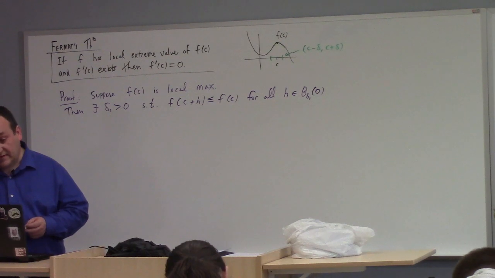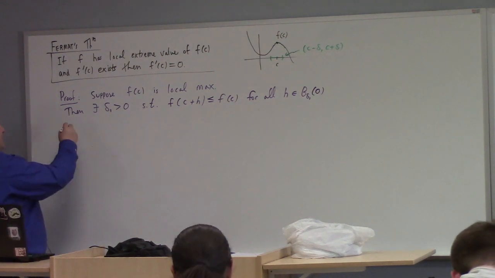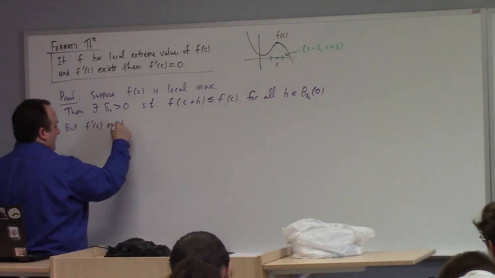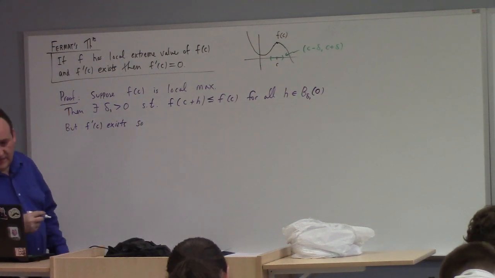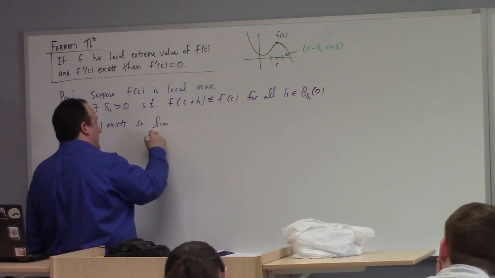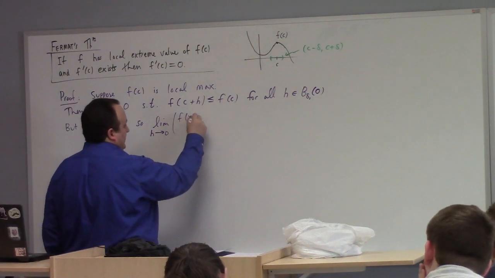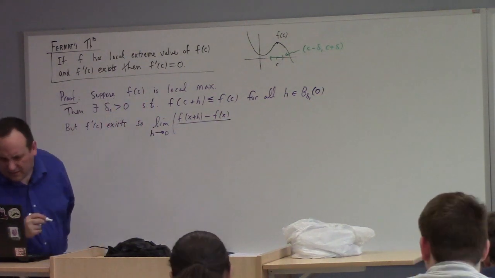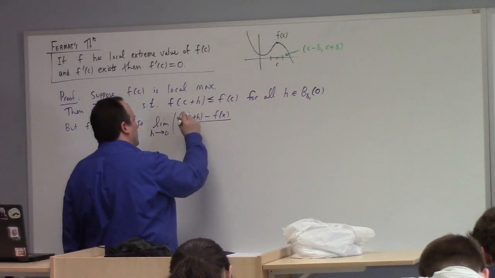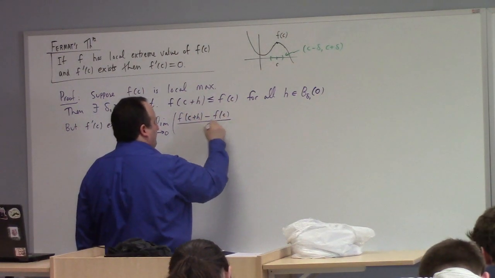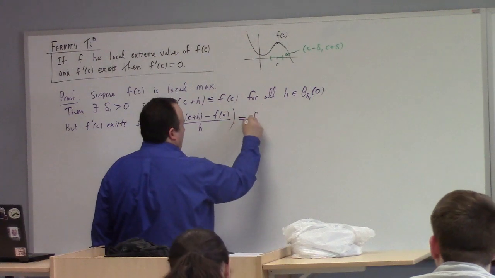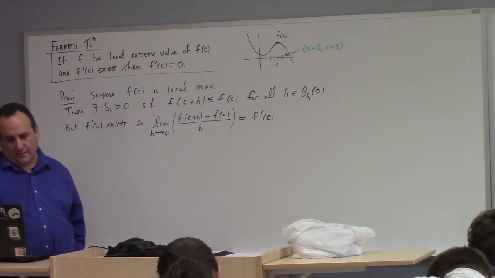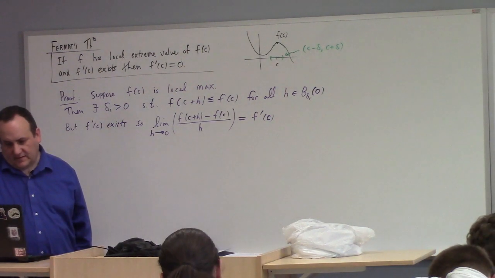All right. Furthermore, since f prime of c exists, what does that mean? That means that the limit as h goes to 0 of f of c plus h minus f of c, divided by h, I should have a c there, is equal to f prime of c, right? And that's a real number.